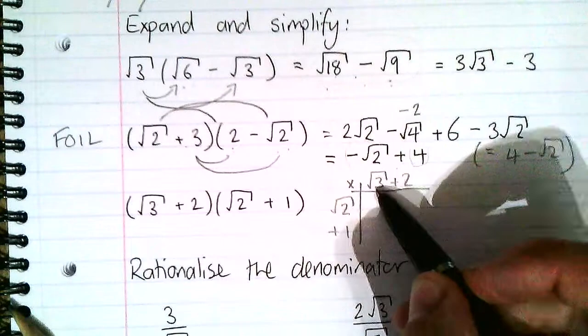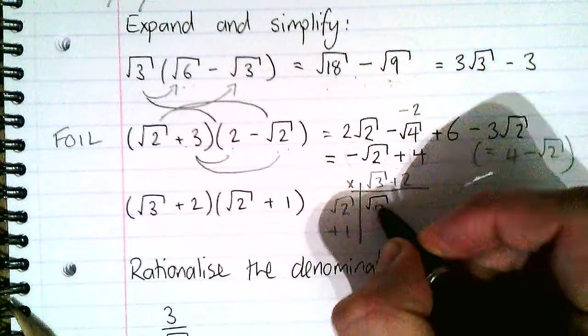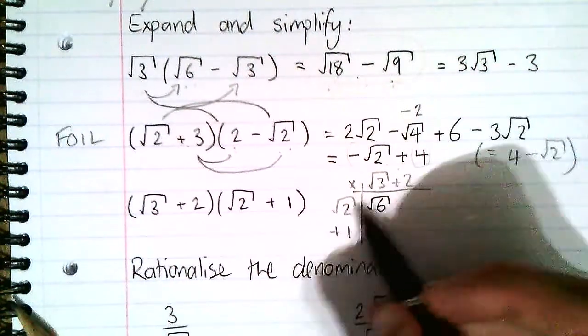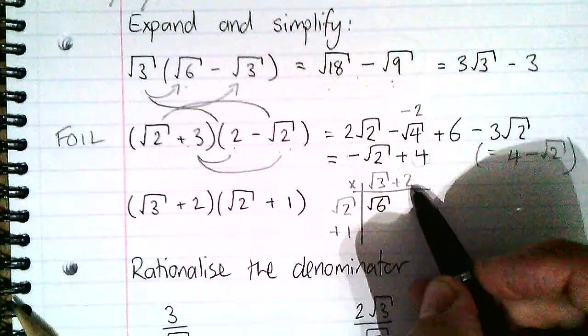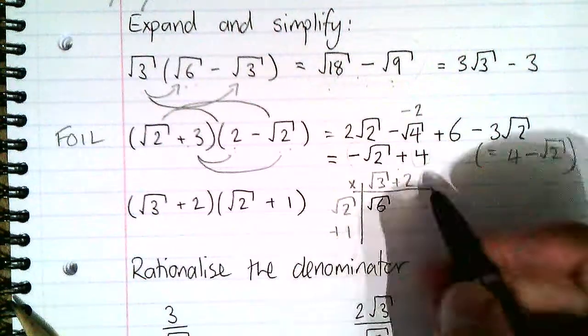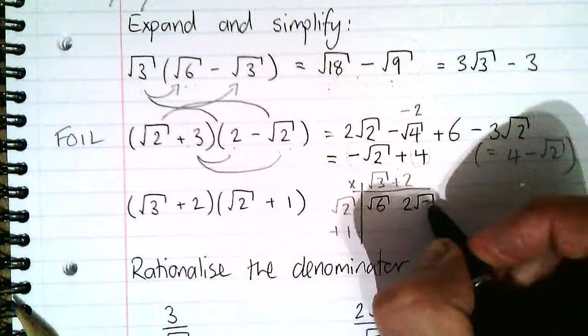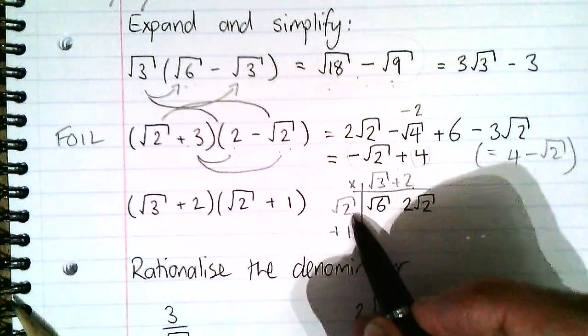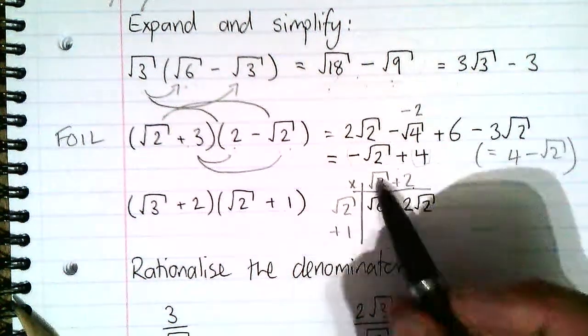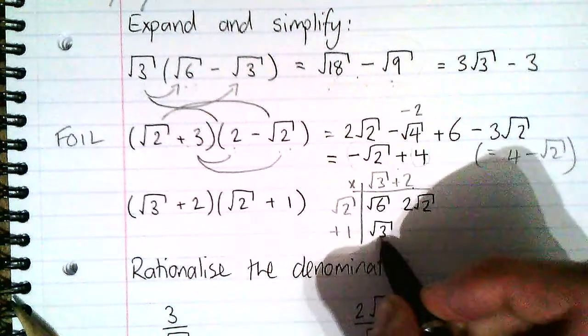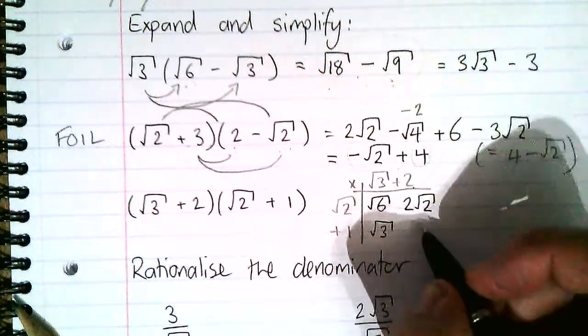Square root of 2 times by the square root of 3 is the square root of 6. 2 times 3 is 6. Square root of 2 times by 2, if it was x times 2, it would be 2x. So square root of 2 times 2 is going to be 2 lots of root 2. It's 2 lots of this irrational number, 2 root 2. 1 times square root of 3 is 1 lot of the square root of 3. Just write root 3. And then 1 times 2 is 2.